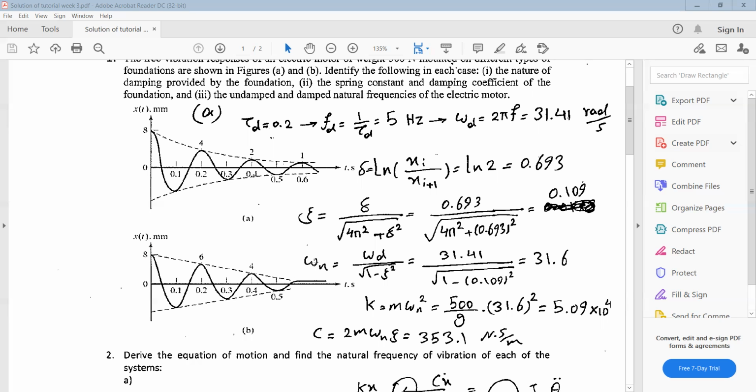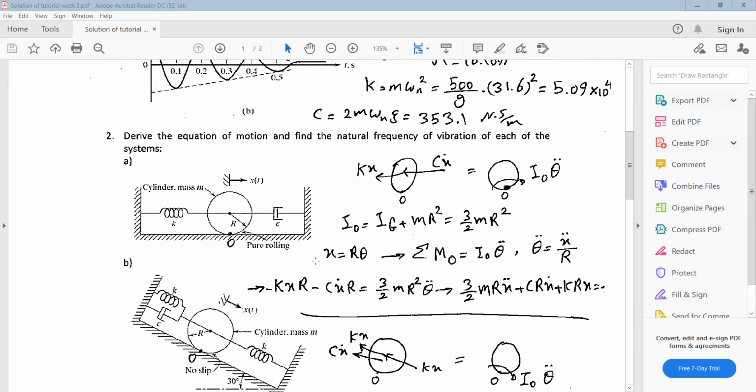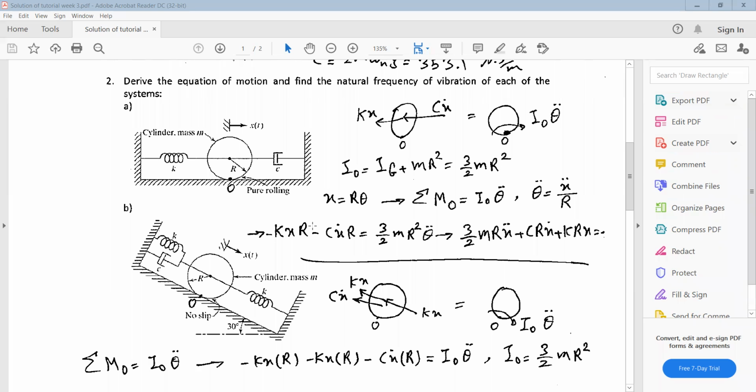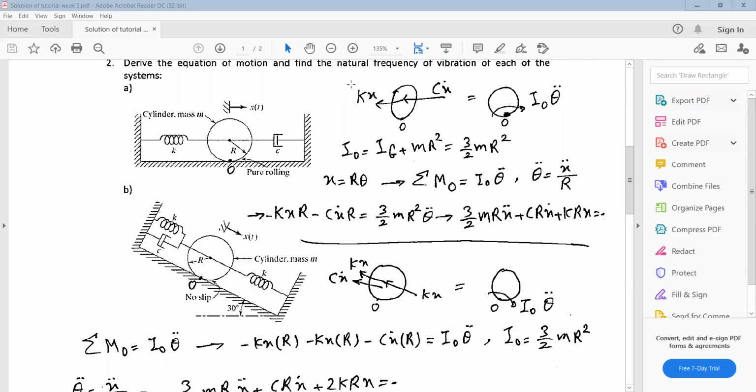Yes, sir. Okay. Question 2: we need to derive the equation of motion for different systems and find the natural frequency. Part A, we have a horizontal structure. We have a cylinder located on a surface which is rolling without slipping. We have pure rolling. The cylinder has a mass of m and a radius of r. We need to extract the equation of motion for this system. You can use Newton's second law, because here we have a damper.